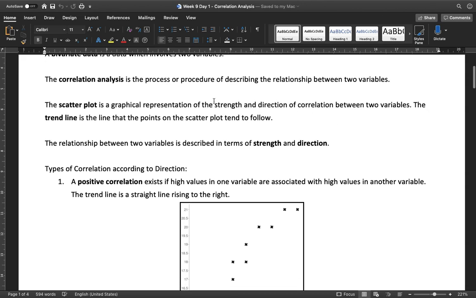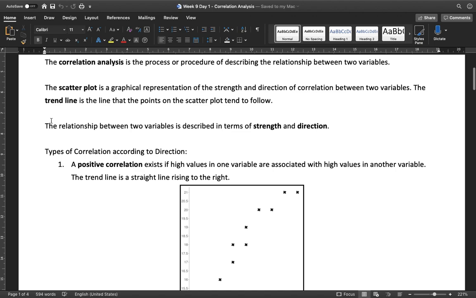A scatter plot is a graphical representation of the strength and direction of correlation between two variables. So when we measure correlation, there are two factors that we consider. First is the strength, and second is the direction. Well, for this discussion, ang focus muna natin is direction. Okay? So the trend line is the line that the points on the scatter plot tend to follow. So later, may ma-observe tayong pattern na ginagawa ni scatter plot. So the relationship between two variables is described in terms of strength and direction.